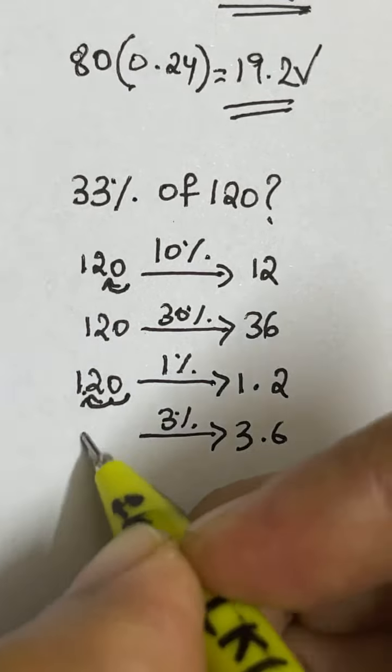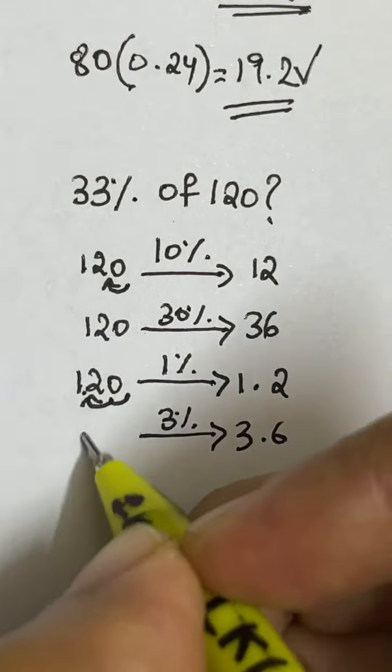Okay. Now what is 33%? We have found all the parts. Now we're going to add them all. 30% plus 3% will give you 33%. So you just have to add 36 plus 3.6. 36 plus 3 will give you 39 and 0.6. Done. That's your answer. 33% of 120 is 39.6.